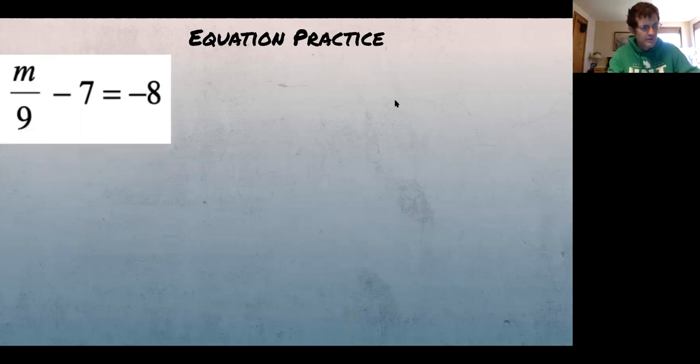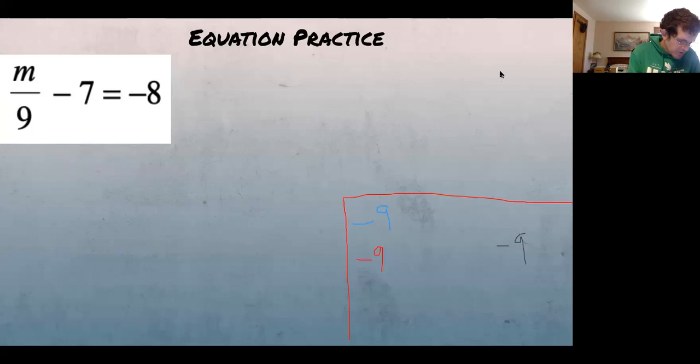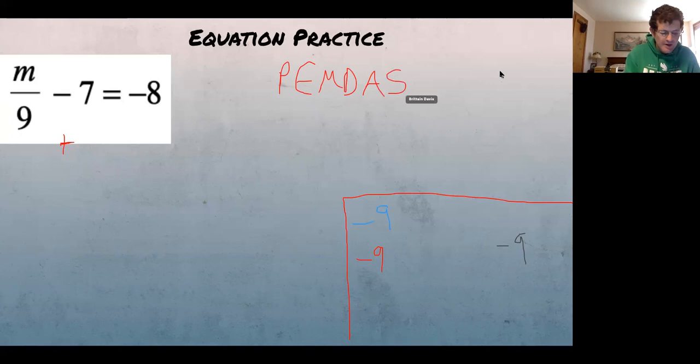All right, there it is. The timer is going. So same sort of thing as before. We have -7. So to get rid of that, remember we're kind of doing PEMDAS in reverse. PEMDAS is how we evaluate an expression. But when we're solving, we almost want to go in reverse order. If we're adding or subtracting something, then we want to take care of that first. So I'm going to add 7 to both sides.